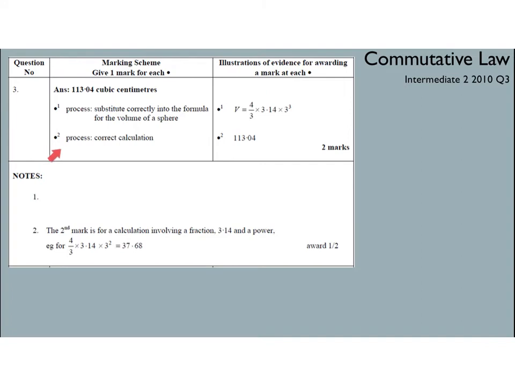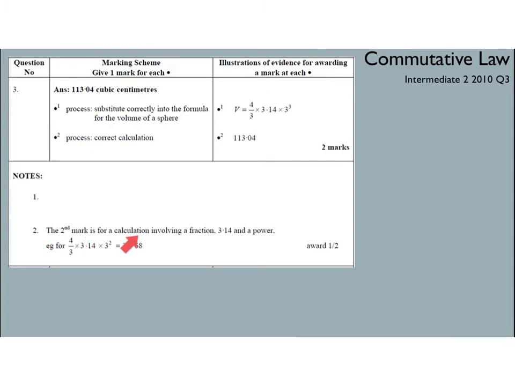And then your second mark is your correct calculation, so that's getting your 113.04. It's worth having a wee look down at the notes to see what you could get marks for if you've made a mistake somewhere. So the second mark, if you've made a mistake on your substitution, you can still get it.